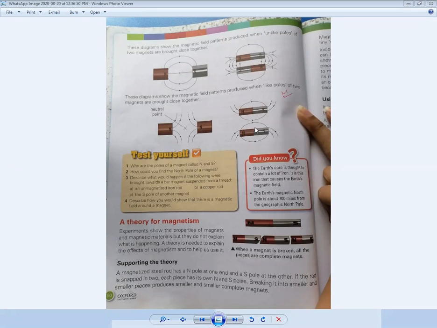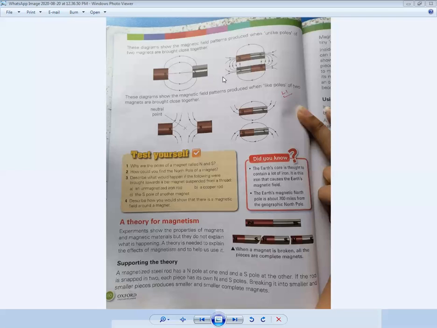So in this diagram, you can see they are opposite to each other. This is a north pole and there is a south pole. In the other magnet, you can also see it has a north pole and this is a south pole. So these two magnets are not attracting each other. Actually, the force of repulsion is being produced among them. Okay, so these two patterns in this diagram tell us about the force of attraction among unlike poles, and this is showing the force of repulsion between two like poles.